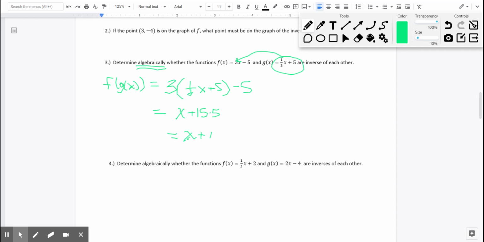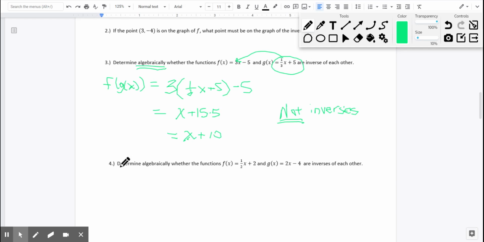And since the composition did not come out to just x, we know that these are not inverses of each other. We don't even have to test the other composition, g of f of x. If the first one you do doesn't work, then it's no good. They're not inverses of each other. And it looked like they might have been. So be careful because it's easy to get fooled by the equations. Because the first composition I tried didn't come out to just plain old x, these automatically are not inverses, and we can go to the next problem.